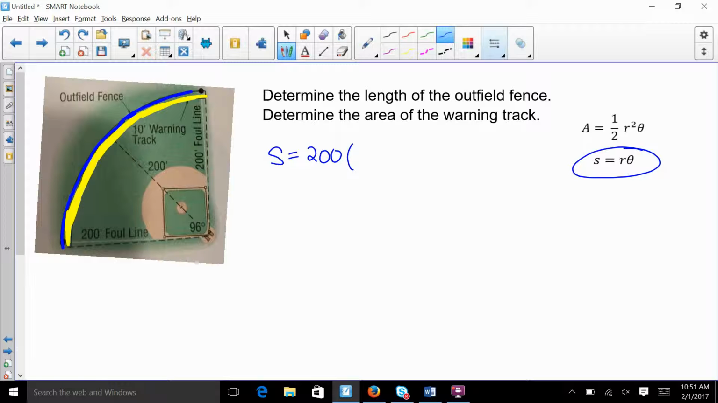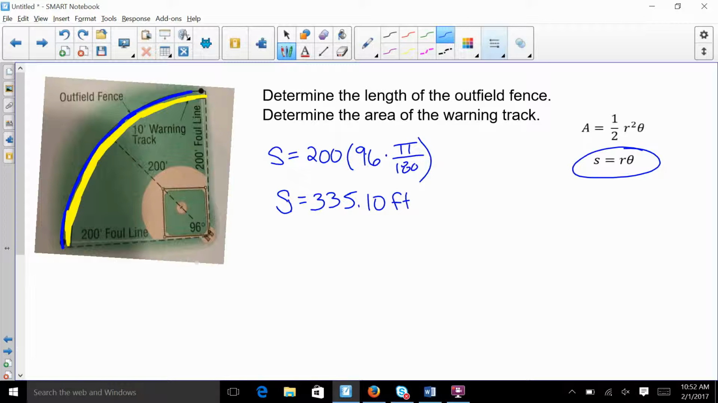times, and then they tell me that my angle measure is 96 degrees. Now that's great, except we need radians. So I'm going to take this 96 and multiply it by pi over 180, because that's how I convert that to radians. So when I multiply this together, I take my 96 times pi divided by 180 and then multiply that by 200. I get 335.10 feet. So that's the distance of that outfield fence. It's 335.10 feet. That's the first part of the problem.